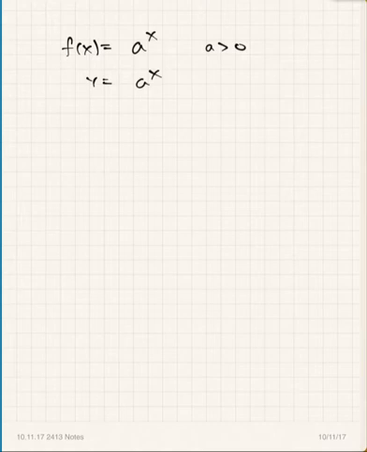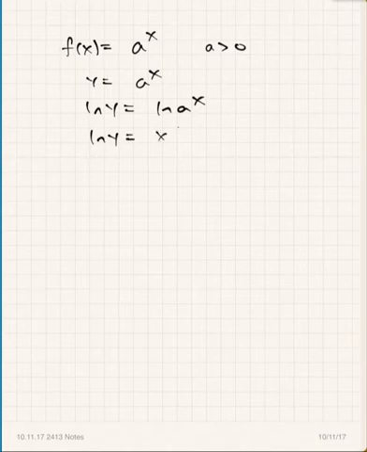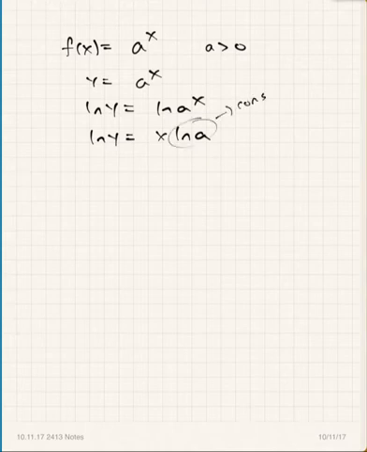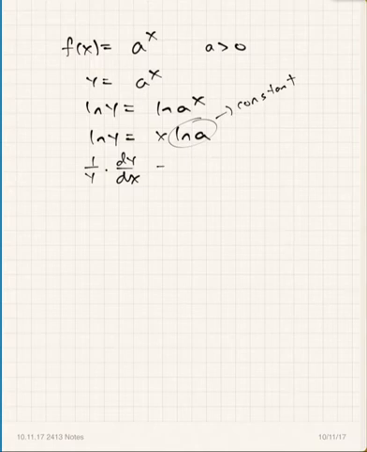Then take the natural log of both sides of the equation, like so. Bring the x down in front. Now remember, on the right side here, the natural log of a is a constant, because a is a constant here. So don't think that that's the product rule on that side of the equation. When you take the derivative here, you get 1 over y dy dx. About the 6th time we've seen that now.